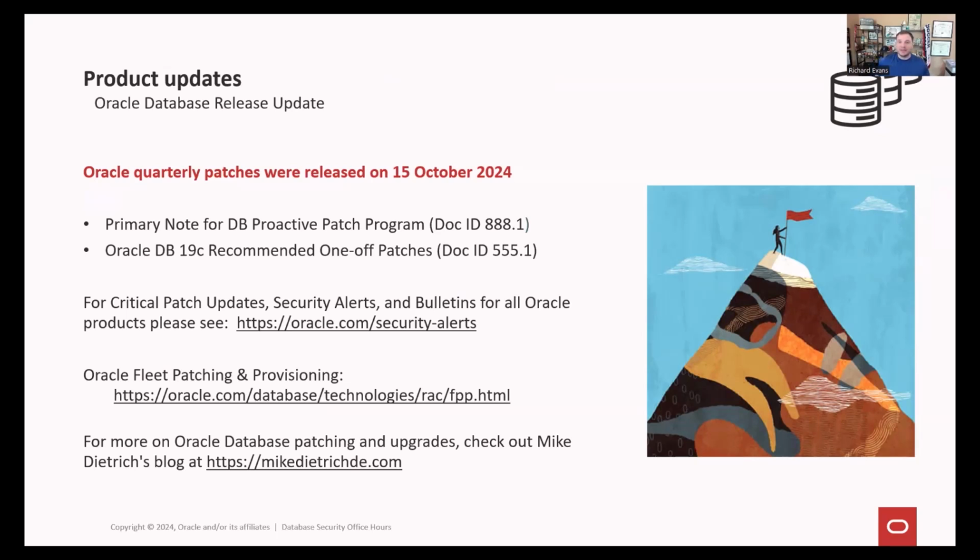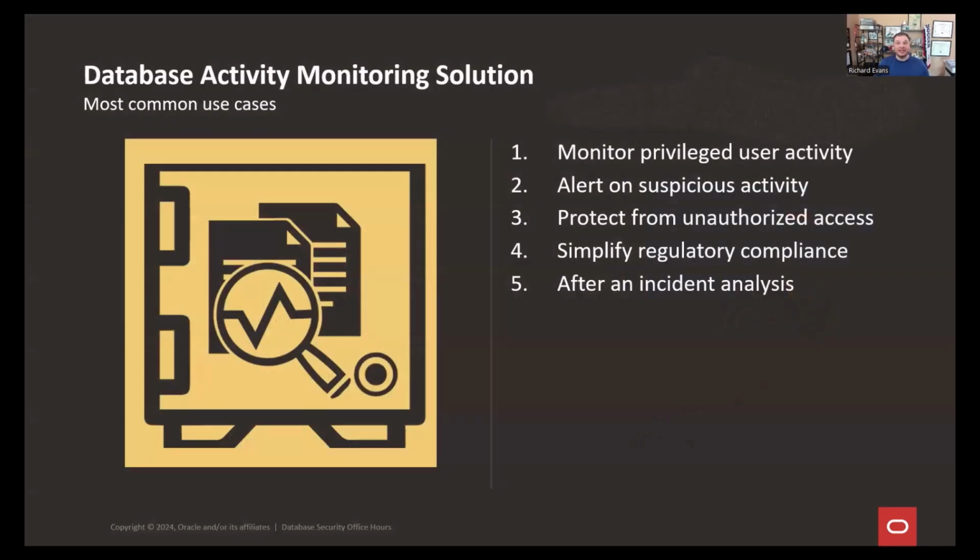If you're on Real Application Clusters, check out Fleet Patching and Provisioning. Might make your life a little easier for patching Grid Infrastructure as well as the database. And then check out Mike Dietrich's blog, mikedietrichde.com, for Oracle patching and upgrade information. He's kind of the source of all knowledge when it comes to patching and upgrades. It's a great blog. Nadia, can I turn it over to you here for a second?